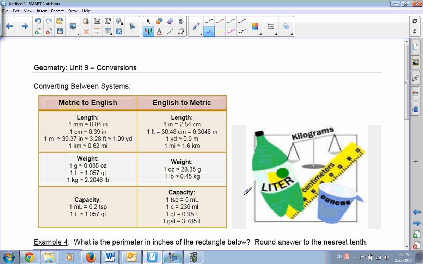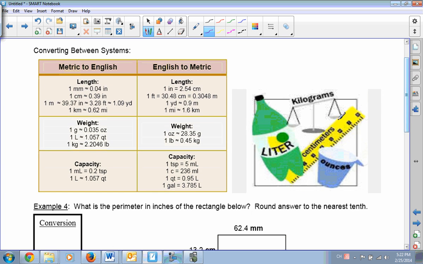Okay, we are now looking at some more metric conversions, but this time we're converting between the metric and the English, or the metric and the customary. Remember, the English or the customary is what we use here in the United States. So if you ever wanted to know how many kilometers are in a mile, it tells you here that 1 kilometer, what they drive in Europe, is approximately equal to 0.62 miles here in the United States.